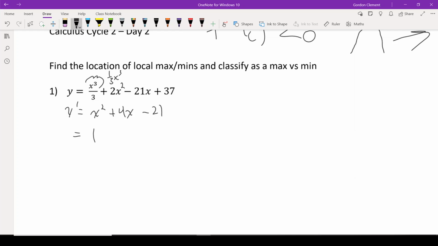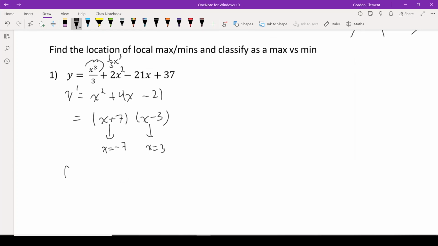And that one factors. It factors to x plus 7 and x minus 3. So there we go. There's our 2 potential critical values. It would be easy enough to do a factor table for this one, but this is the easiest function to show you how the second derivative test works.